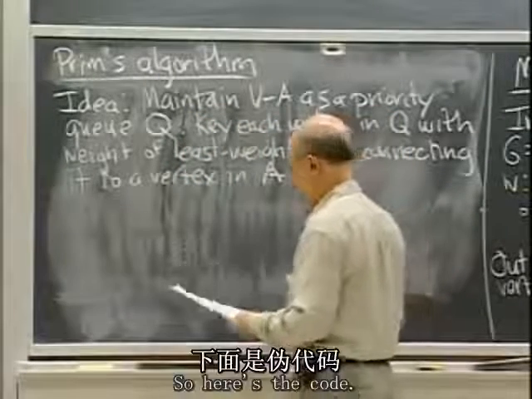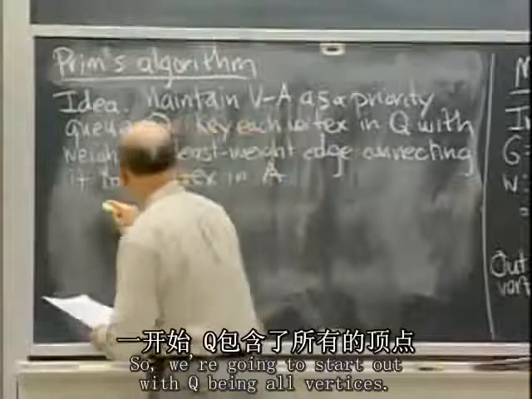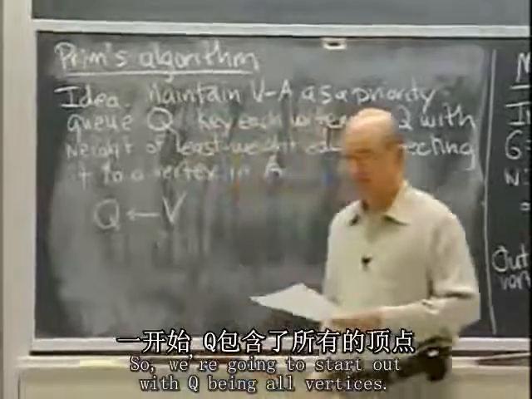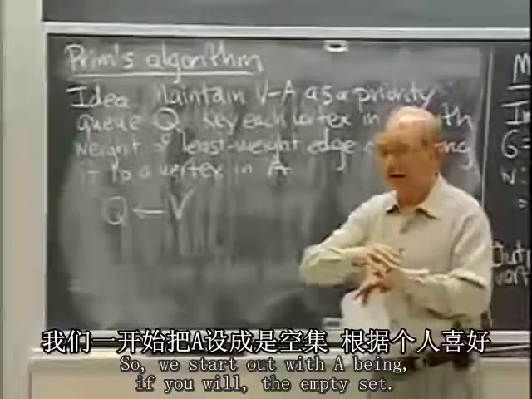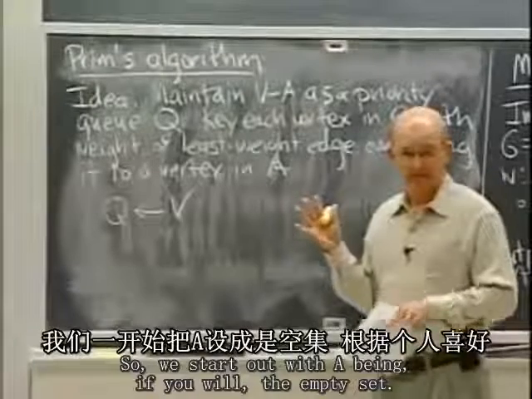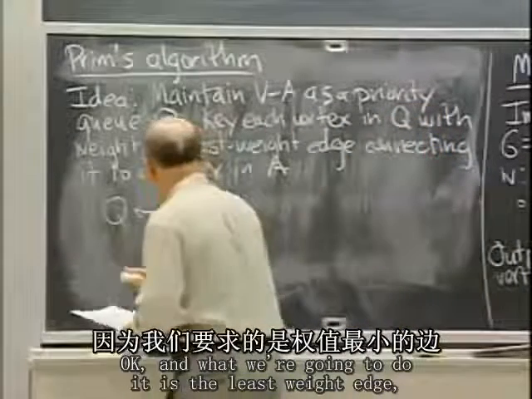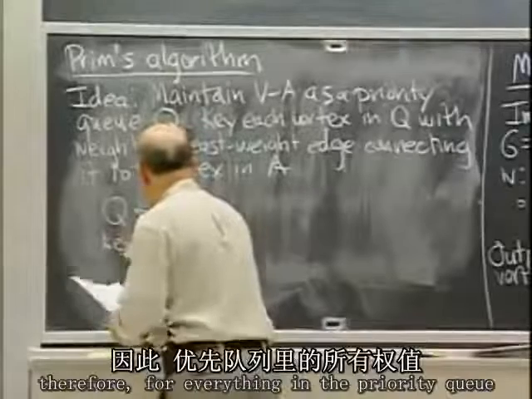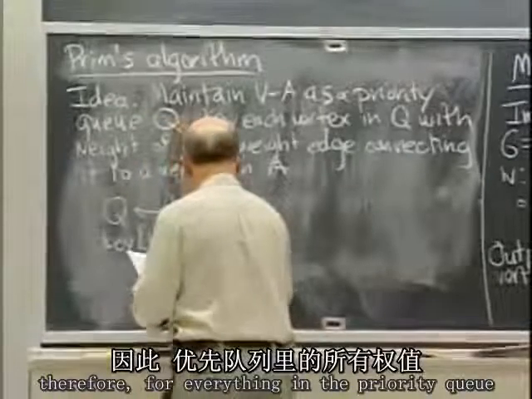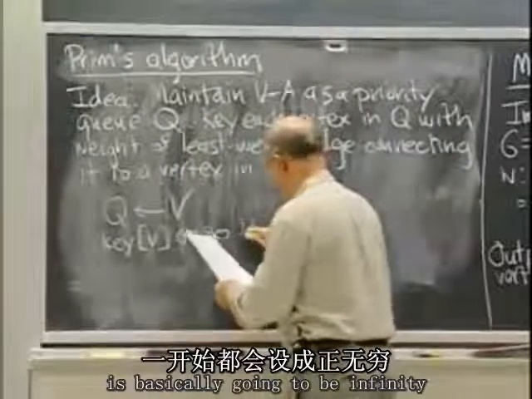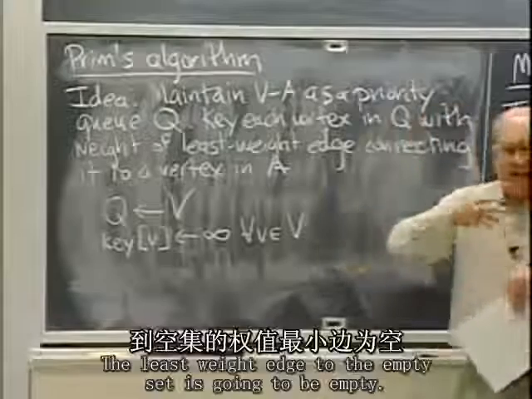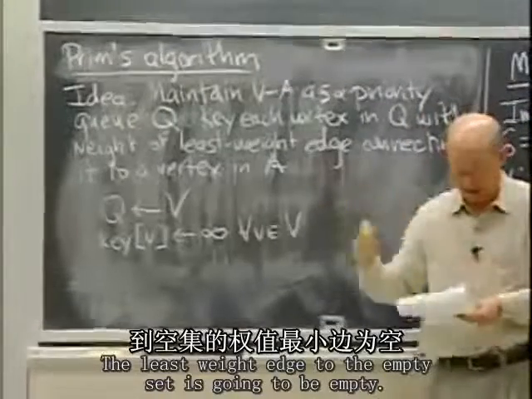So here's the code. We're going to start out with Q being all vertices. We start out with A being, if you will, the empty set. And what we're going to do is set the least weight edge for everything in the priority queue to basically infinity, because none of them have any edges. The least weight edge to the empty set is going to be empty.